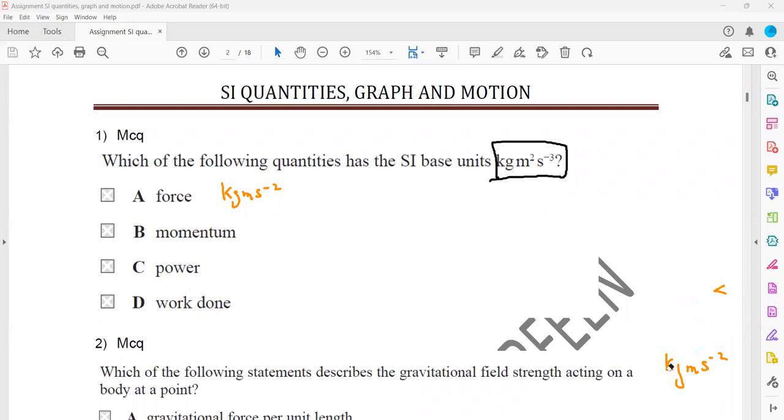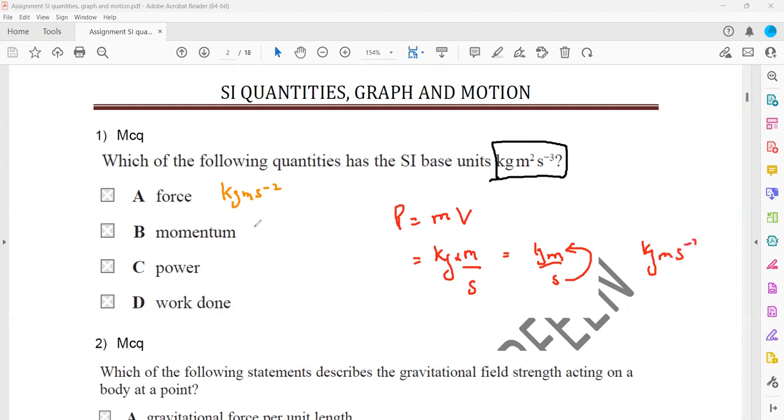The second one is momentum. Momentum is the product of mass and velocity. That's the formula for momentum. The mass of an object is kilogram, kg. What about the speed of an object? Speed is meter per second. So the unit of momentum is kilogram meter per second. The second is in the denominator, so it moves to the numerator and becomes kilogram meter second raised to power minus 1. It does not match with kilogram meter square second raised to power minus 3, so it cannot be B.